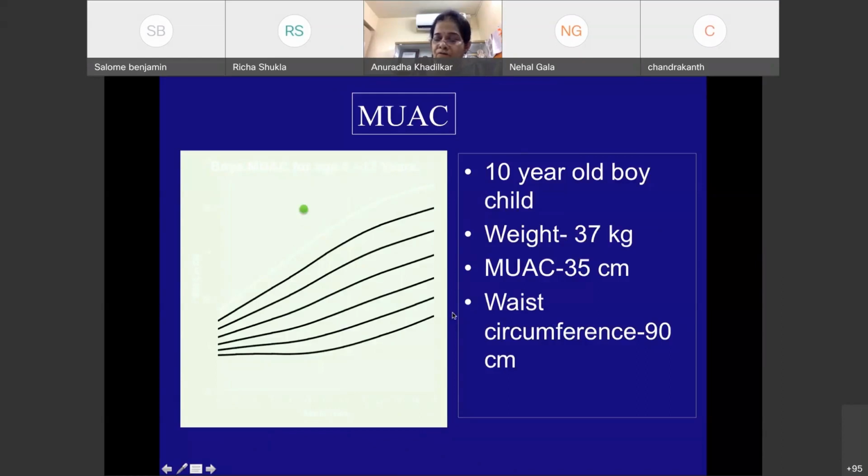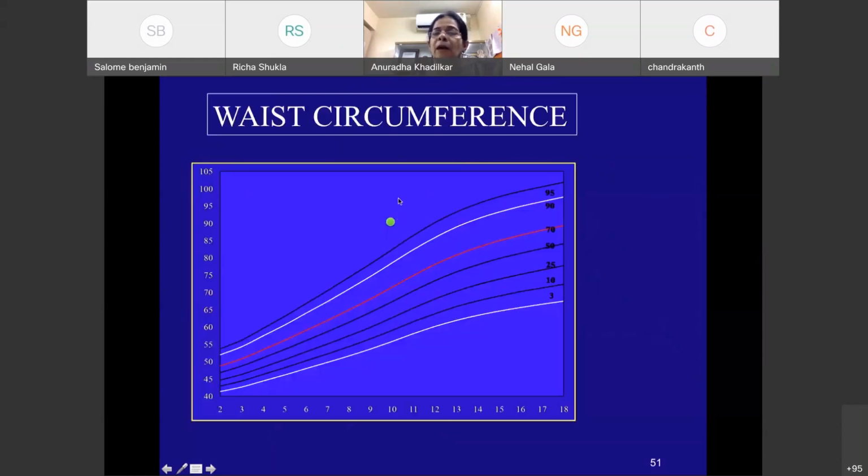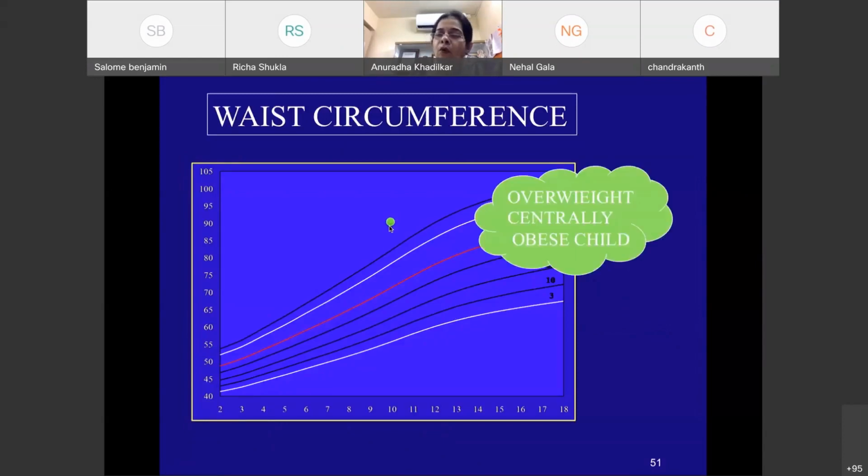And you marked his waist circumference, which is 90 centimeters, which is very, very high. So what you are seeing is an overweight, centrally obese child. So you can tell this only by using charts. But for this child, you actually need to do a dietary assessment, plus you need probably to do lipids, etc. You need to take the blood pressure in this child.